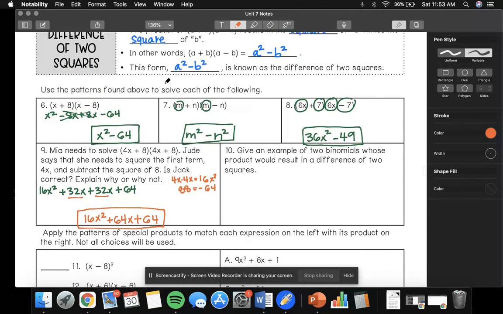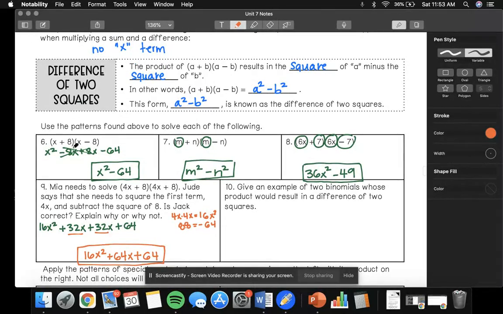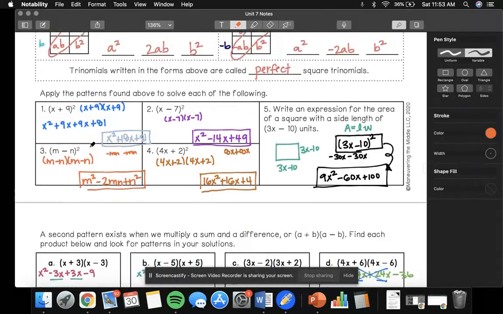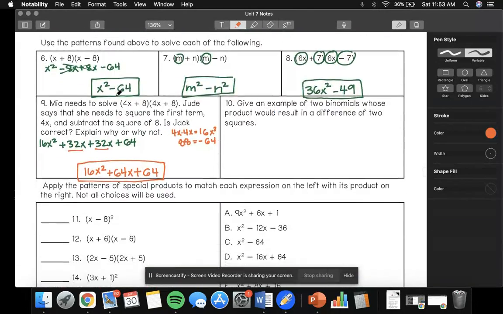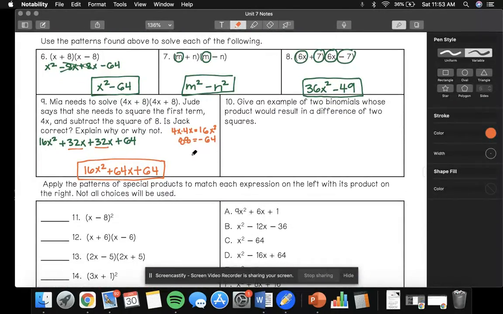When I look at this problem, this does not look like the difference of two squares like these problems. This looks more like the front page where we have the square of a sum. We're taking the same thing and multiplying it by itself twice. So no, Jude is not correct. This is actually the square of a sum.